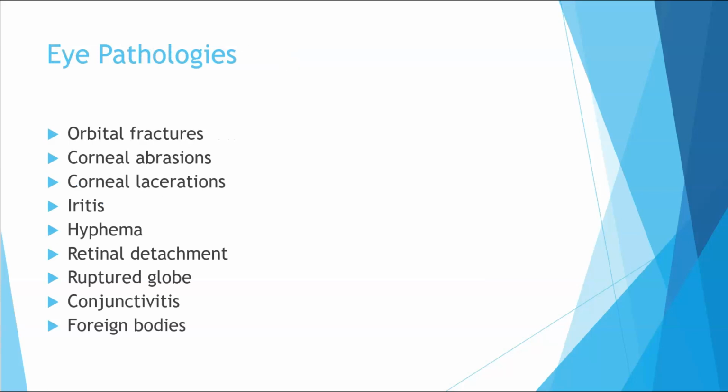Okay. A couple of different things that we're going to go into now are different eye pathologies. We're going to go over specifically orbital fractures, corneal abrasions and lacerations, inflammation of the iris, hyphemia, retinal detachment, ruptured globe, conjunctivitis, and foreign bodies.